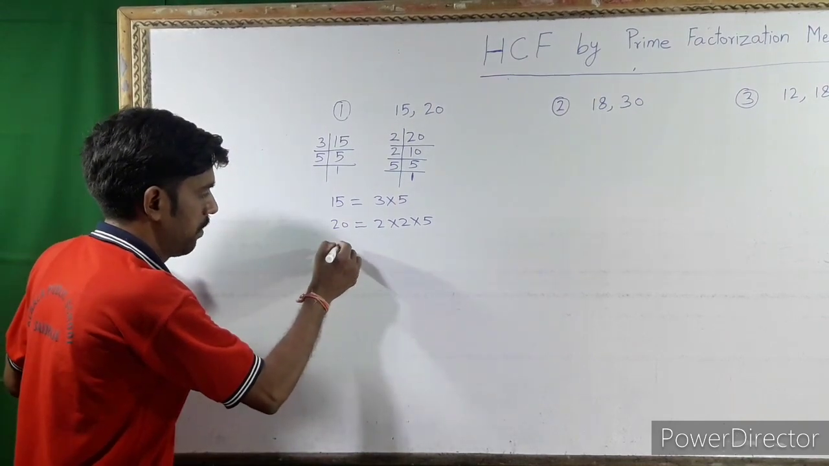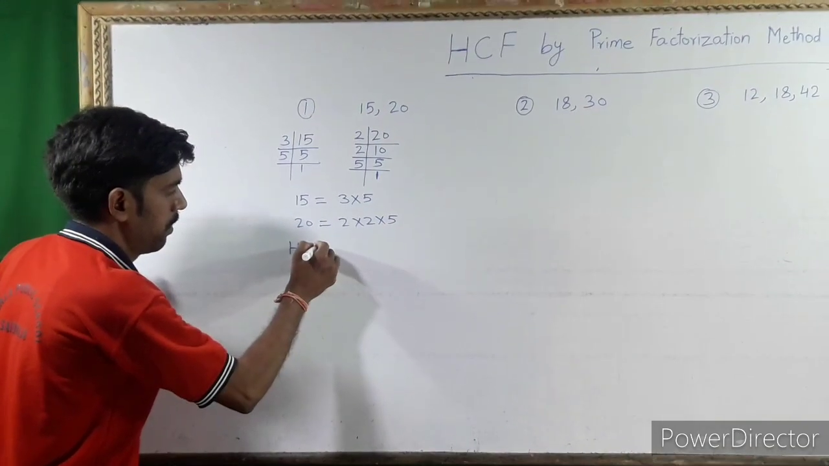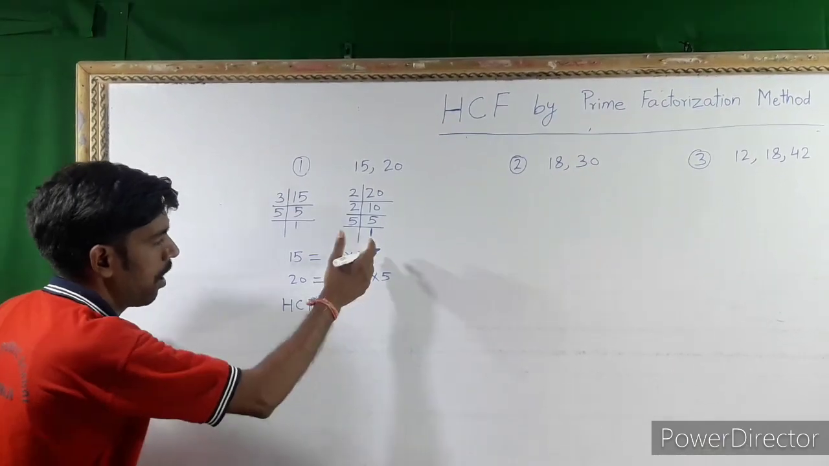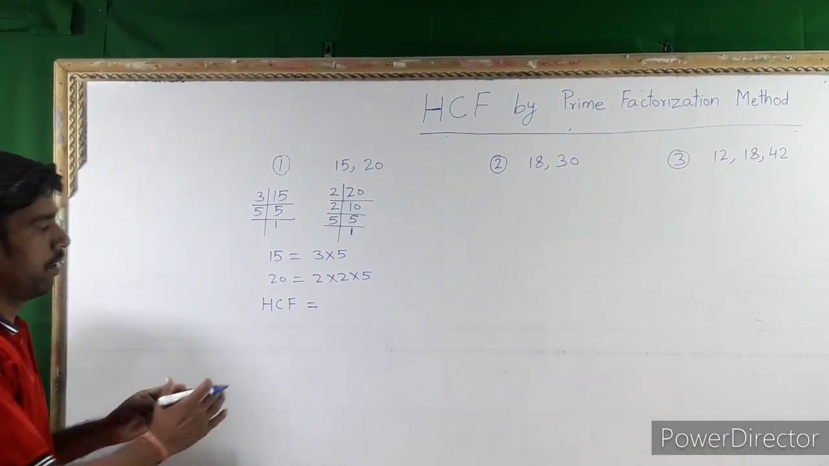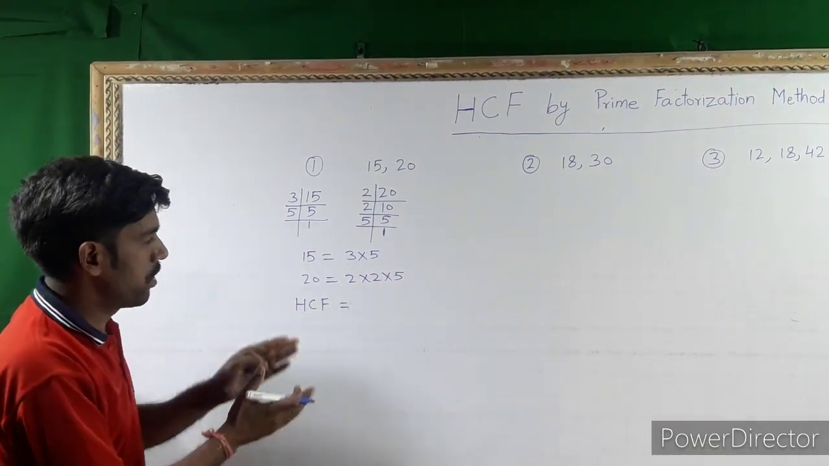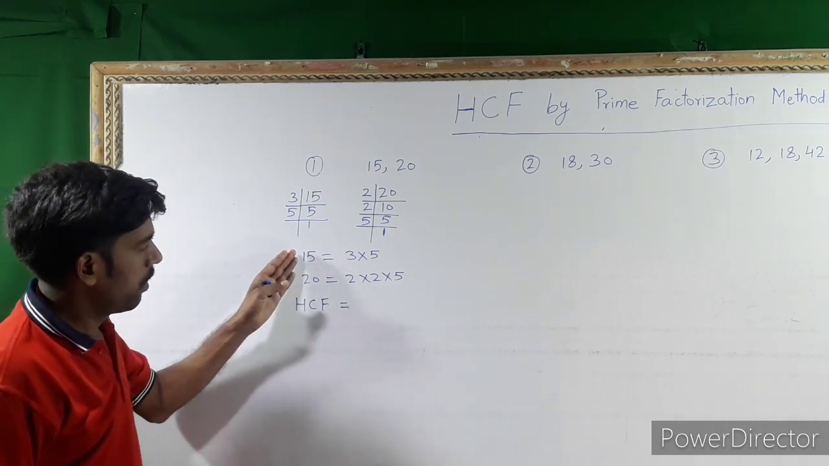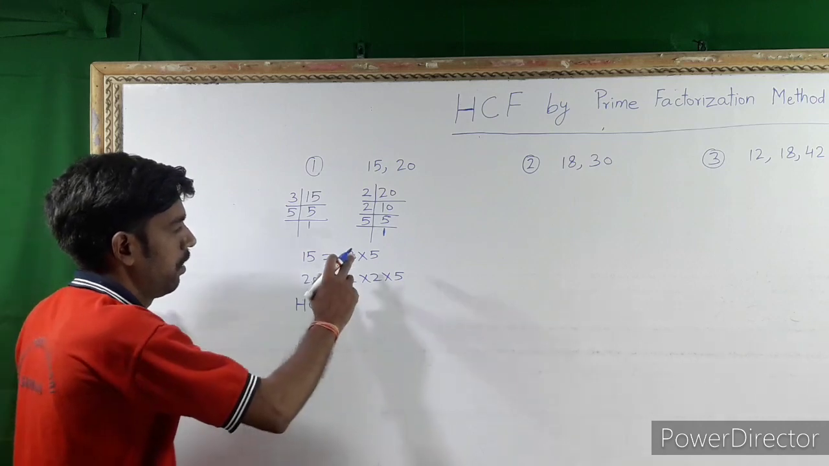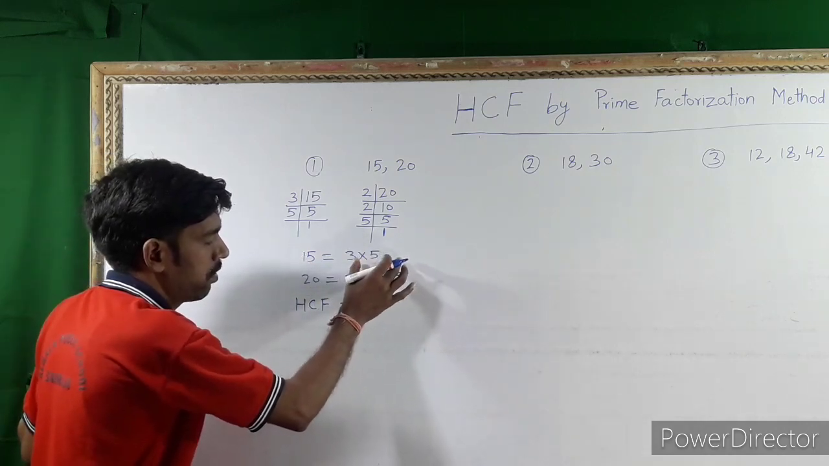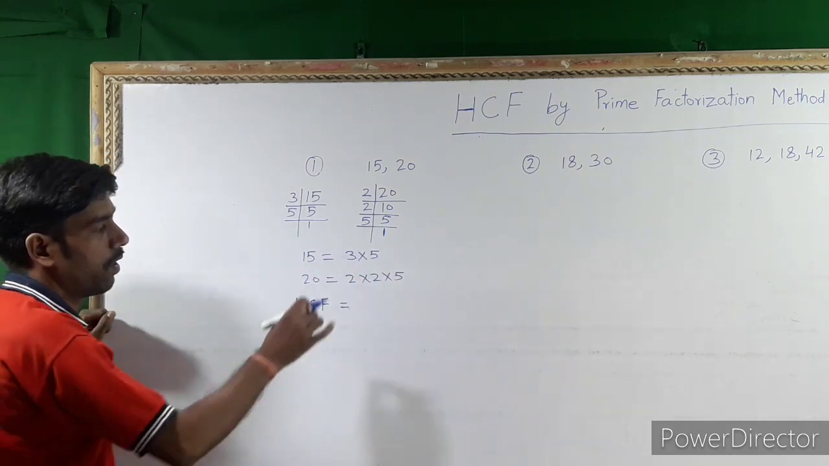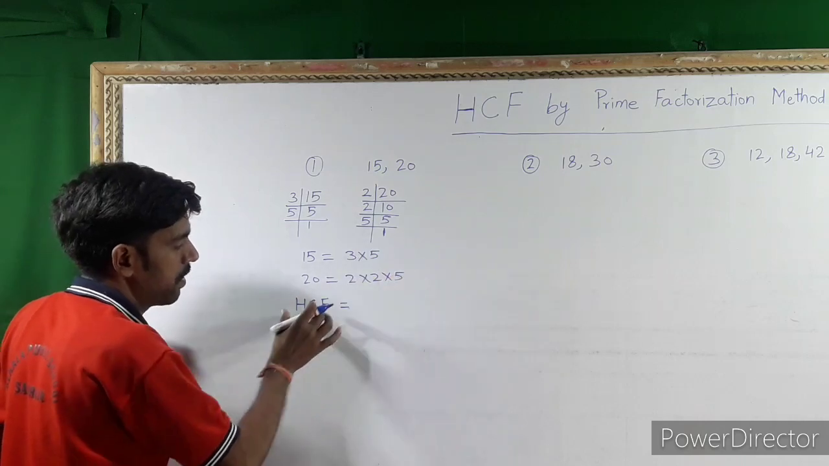To find the HCF, take common factors, means only that factor which is included in all the numbers. जो फैक्टर सभी नंबर में इंक्लूड है ओनली वही नंबर हम HCF के रूप में लेंगे.